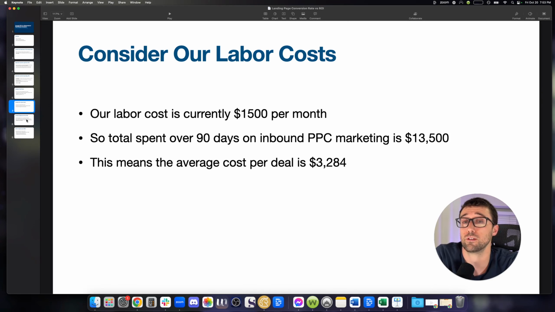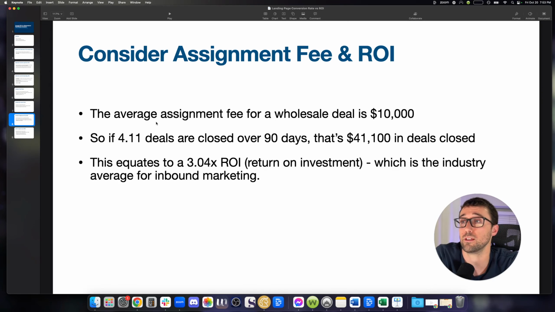Okay, so now that we have that number, you've got to look at how much you actually get back from those 4.11 deals that are closed. The average assignment fee for a wholesale deal is about $10,000. So if you are closing 4.11 deals over 90 days, that's $41,100 in deals closed, which equates to a 3.04x ROI, return on your investment. That is basically the industry standard for inbound marketing across the board.